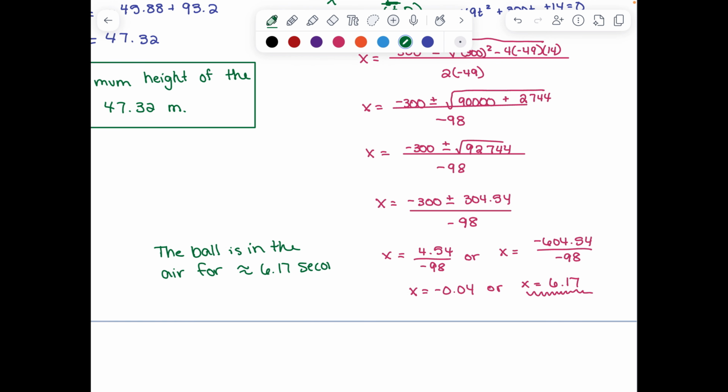So anytime you're looking to find where something hits the ground, you're setting that height of time, h of t, equal to 0.